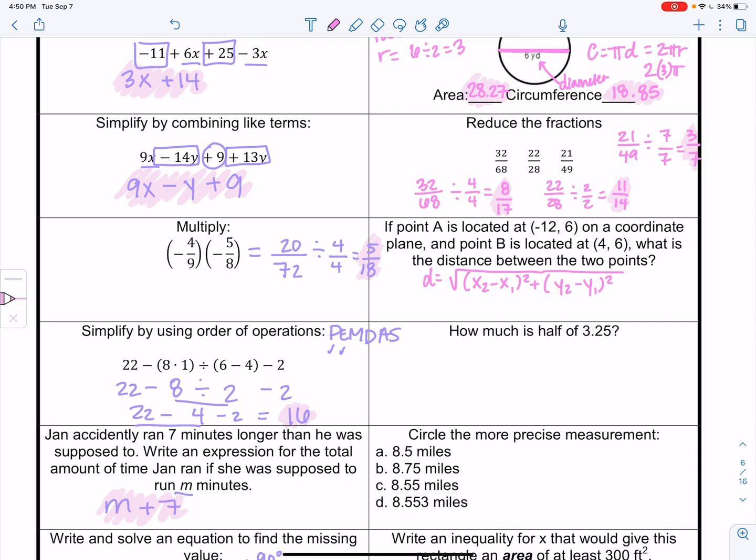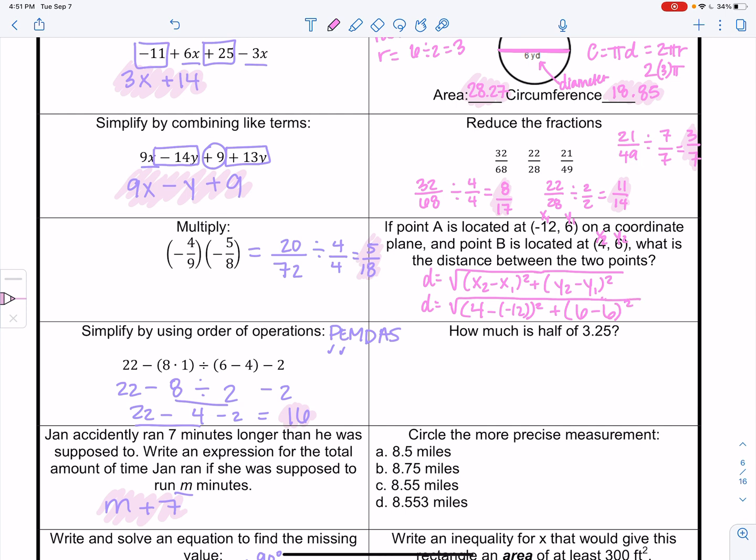And you just plug them in. So this can be x1 and y1, x2 and y2. All right, so you'll plug it exactly into your calculator just like this. So our x2 was 4, our x1 was negative 12, and so I have my negative 12, and I'll have that squared, plus my y2 is 6, minus my y1 is also 6 squared.